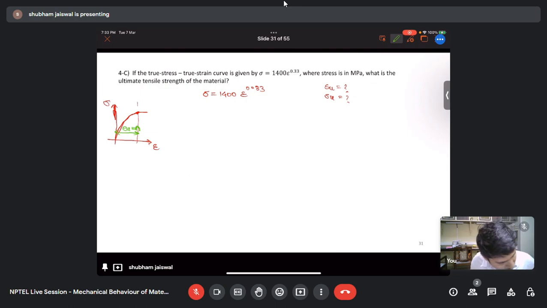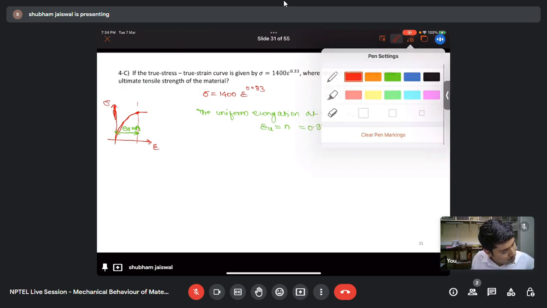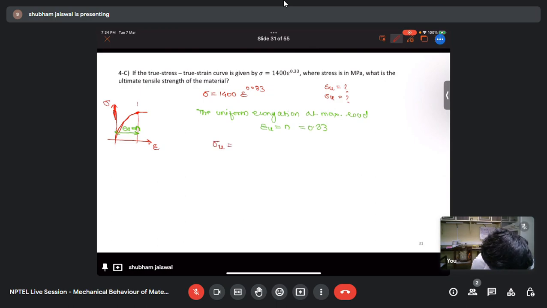So the uniform elongation at maximum load is epsilon u equal to n, which is equal to 0.33. If I put this value here, sigma u equals 1400 epsilon u to the power 0.33, which is equal to 1400 into 0.33 to the power 0.33. So we'll get true strength somewhere around 971 megapascal.